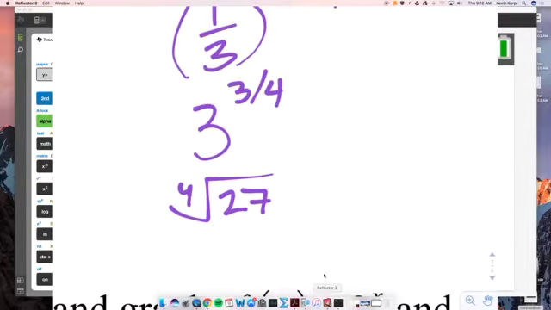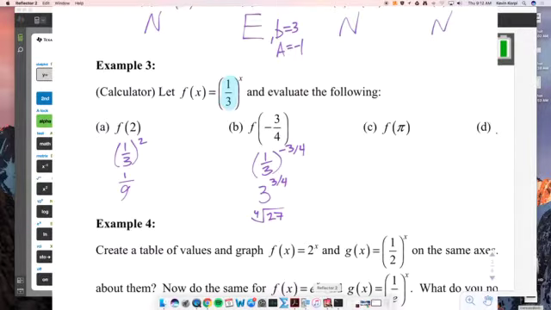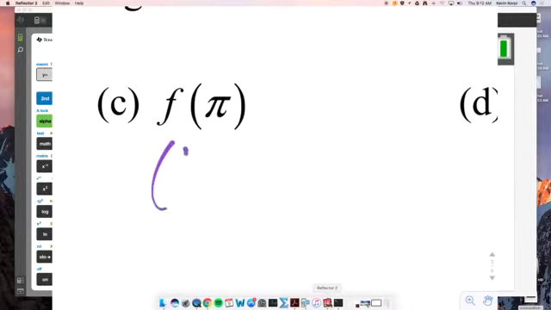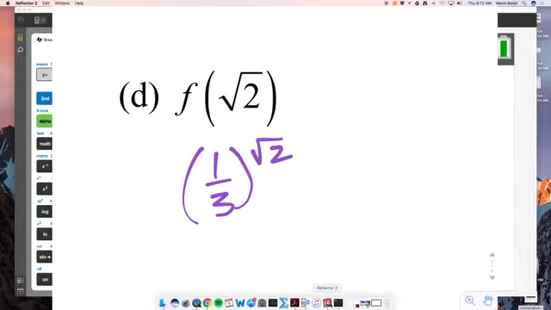27. Now, if you want to know what the 4th root of 27 is, here's one way you can evaluate this. Let's finish going without the calculator, and then I'll come back through. F of pi, that's just going to be 1/3 to the pi-th power. Can the exponent be a non-integer? Yeah, the exponent can be any real number. So I'm not sure what that is. And f of the square root of 2, that's 1/3 to the square root of 2's power.